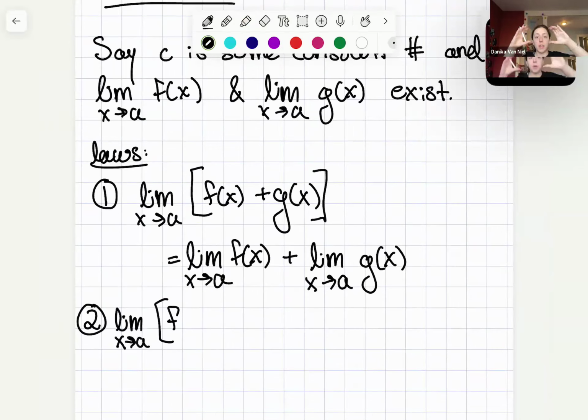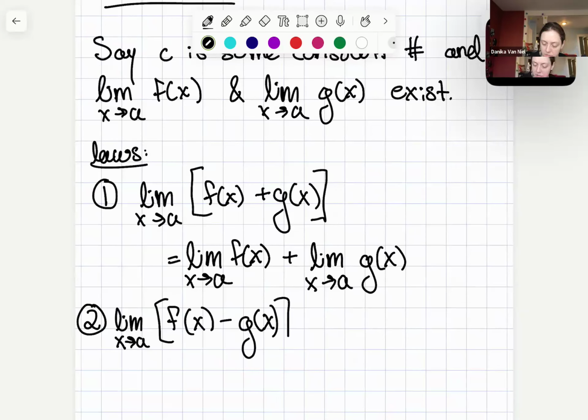And these brackets that I'm putting are just to make sure that everybody's on the same page, that the limit is on the whole thing, on f of x plus g of x total. So if we have a subtraction, yeah, same thing.